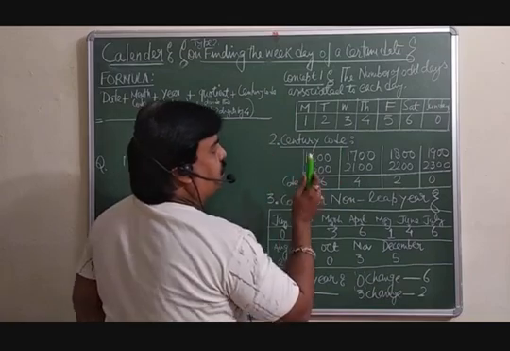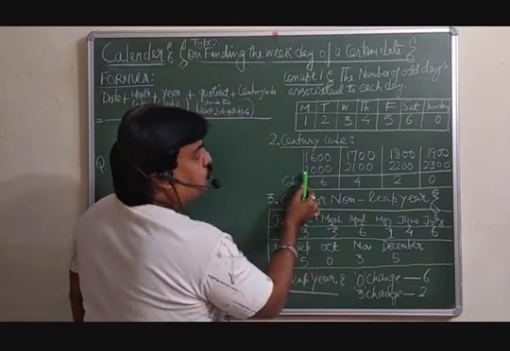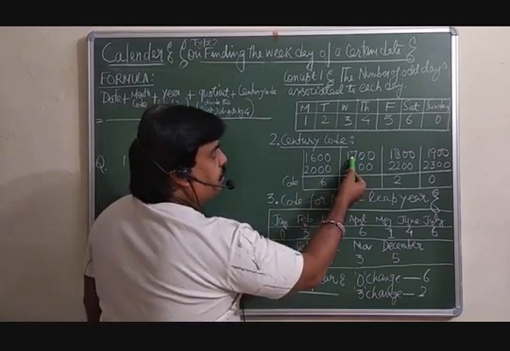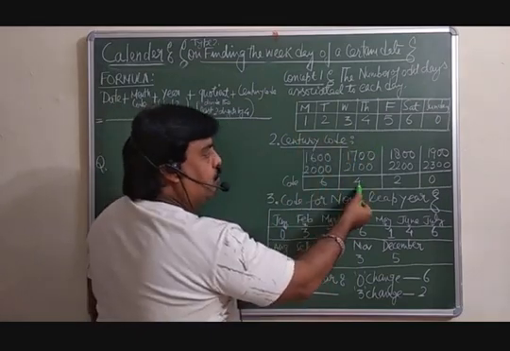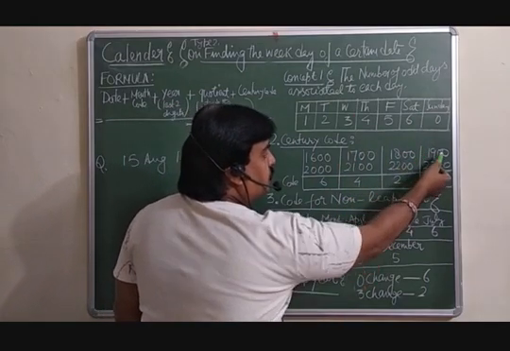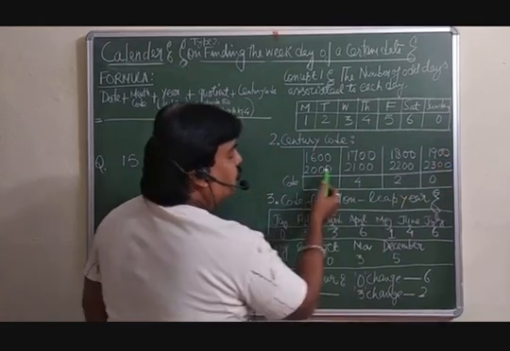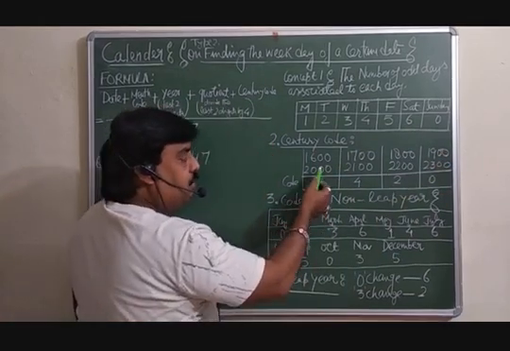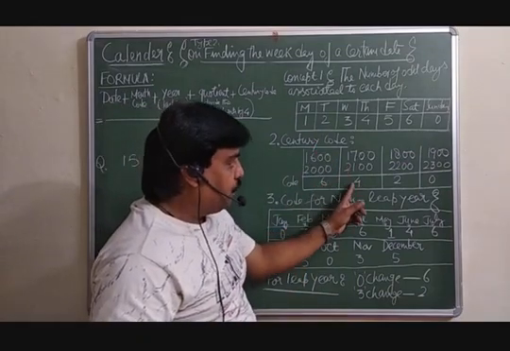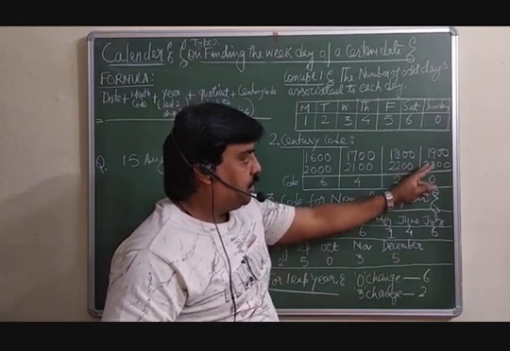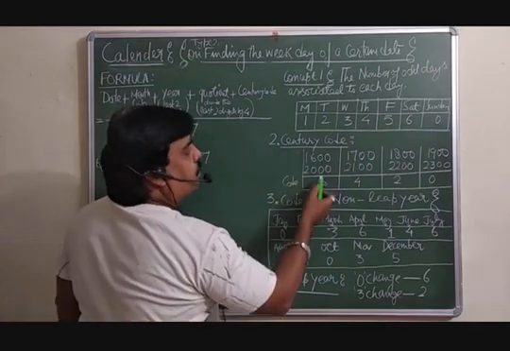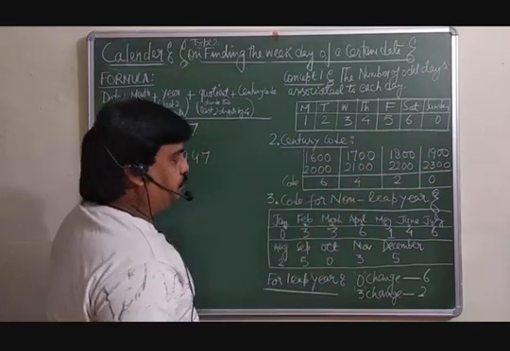Now the century code. Suppose 1600 to 1699, your code is 6. Then 1700 to 1799, code is 4. Likewise 1800 to 1899 is 2. Then 1900 to 1999 is 0. Then 2000 to 2099 again 6. Then 2100 is 4, 2200 is 2, 2300 is 0. These are the codes which you must remember. You need to keep these century codes in mind for whichever year it is.